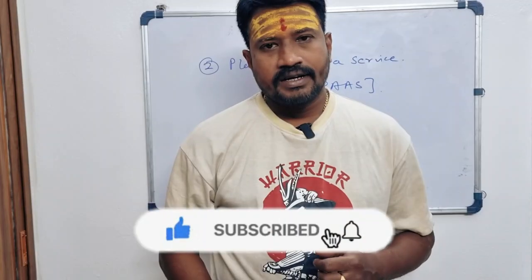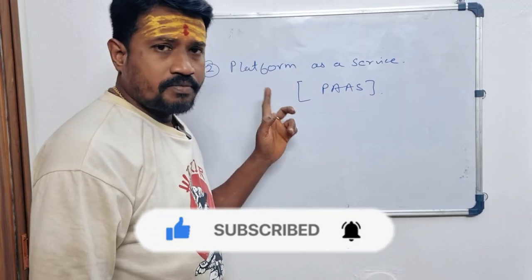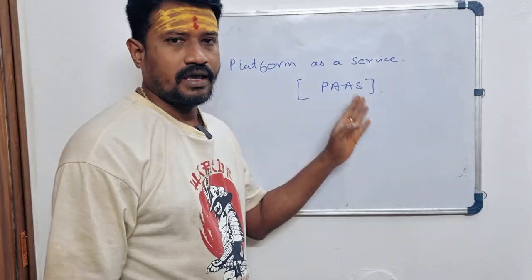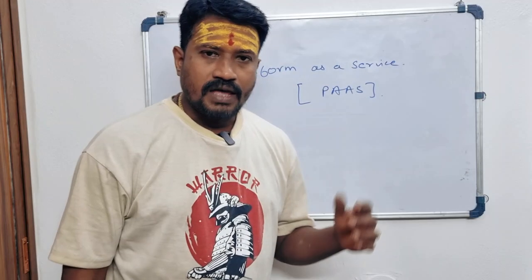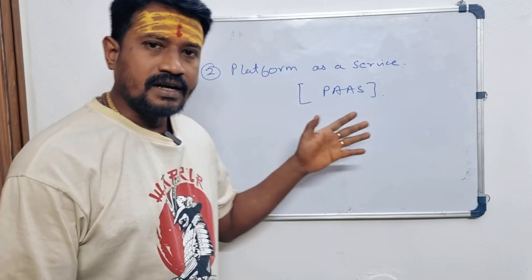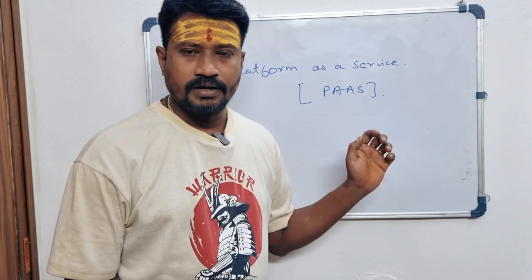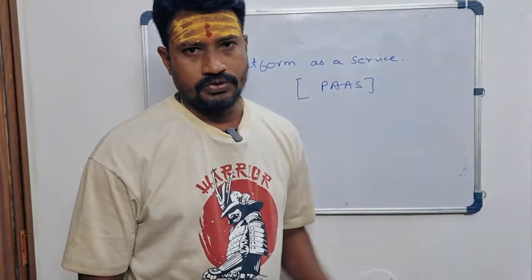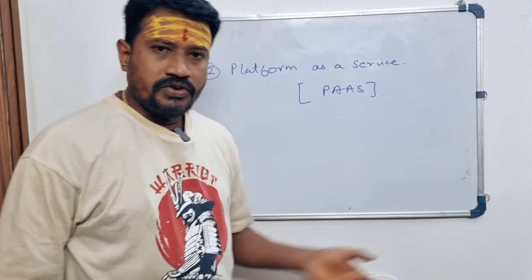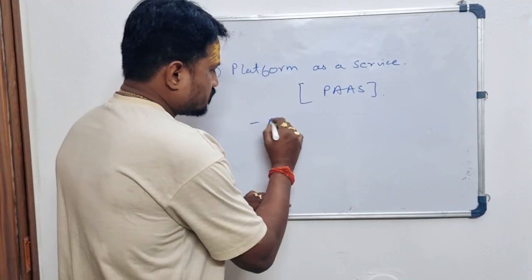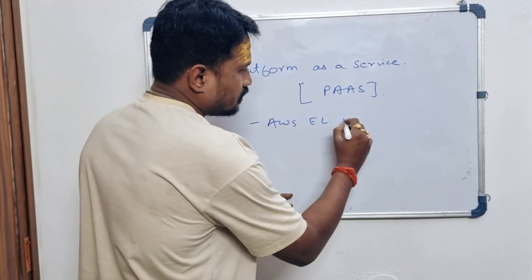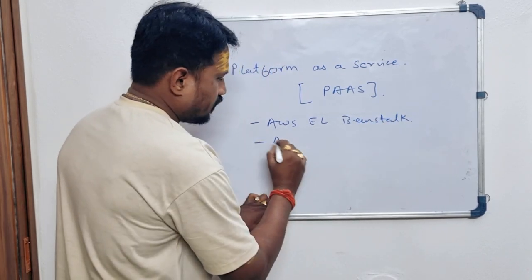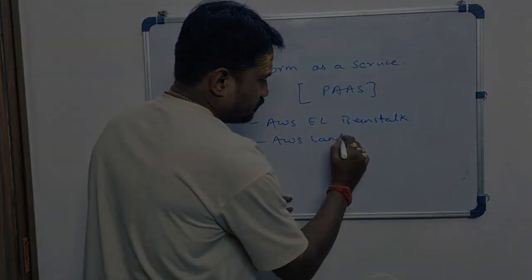The second category is platform as a service, often denoted as PaaS. Platform as a service provides runtime environments, for example, databases and dev environment tools. In this category, we can consider AWS Elastic Beanstalk and AWS Lambda.